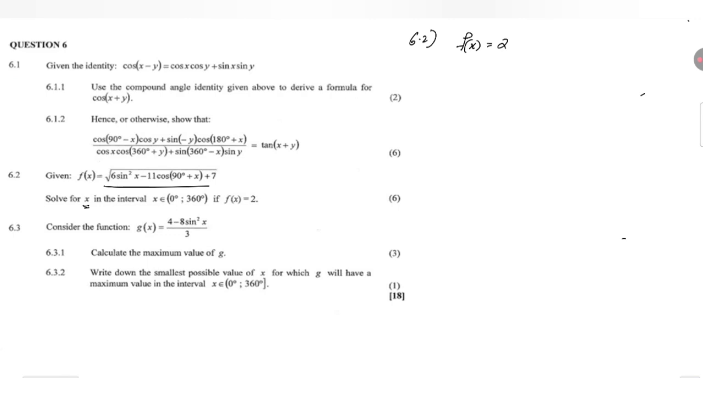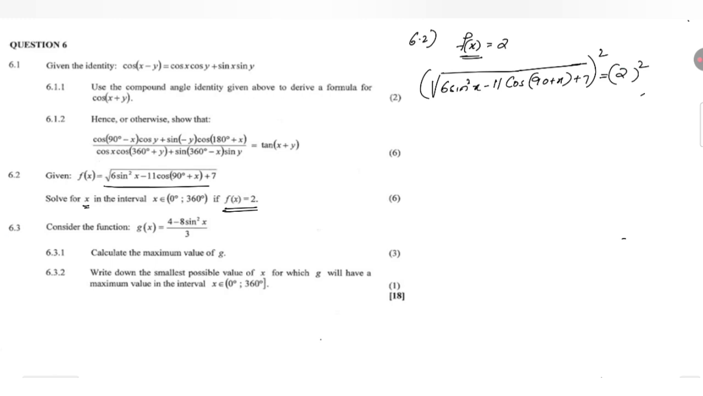Okay, let's find the general solution first. How do you start? f of x is equal to 2. Then replace f of x. What is f of x? Square root of 6 sine square x minus 11 cos of 90 plus x plus 7 is equal to 2. Okay. All right. So first you have to get rid of the square root. You know how to get rid of that. Since the left hand side contains only the square root term, square both sides, isn't it? To get rid of that, then you will get a quadratic equation, then solve.